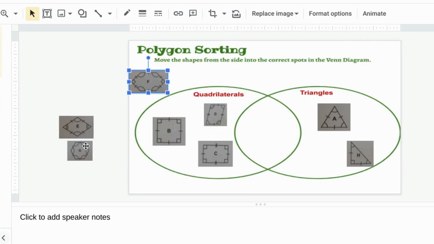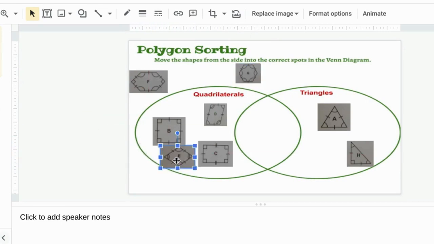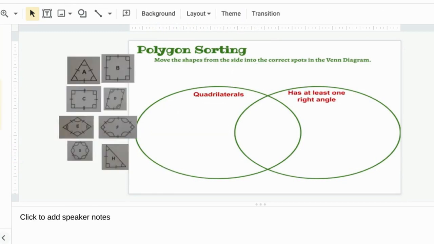And then we've got one there that has 6 sides. This one also has 6 sides, so they're outside of the realm of their Venn diagram. And then this one again is a quadrilateral, 4 sides. All right, our second slide here, we have quadrilaterals in the left ring and has at least one right angle.